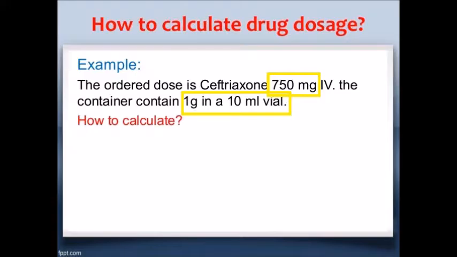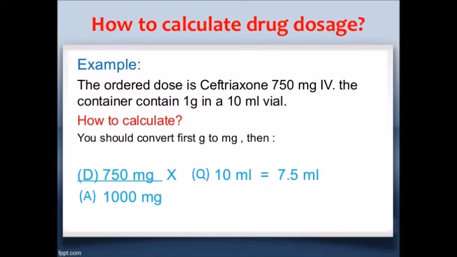So what we're going to need to do is convert the grams into milligrams, and then we're going to apply the fancy algorithm that we have. So here's the fancy algorithm I was talking about. It's D over A times Q, where D stands for desired, or how much is ordered. A is what's available, and then Q is the quantity that available is in. So in this case, it's 1 gram or 1,000 milligrams in 10 milliliters. So A is 1,000 milligrams and Q is 10 milliliters.